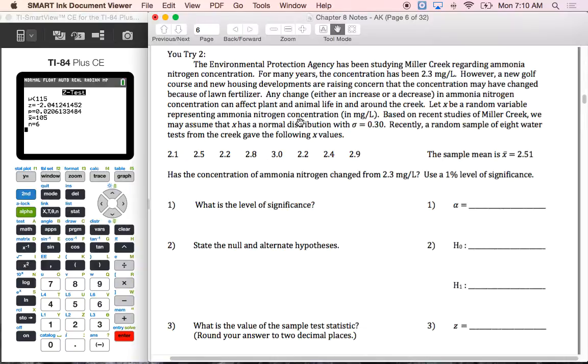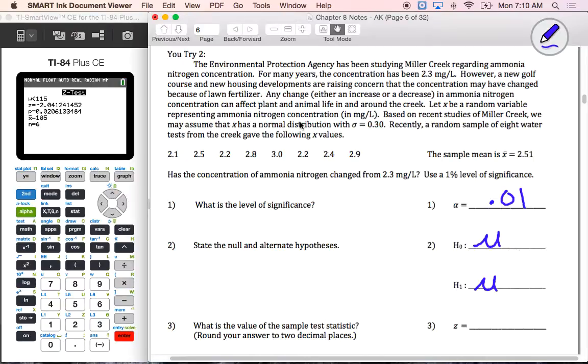Based on recent studies of Miller Creek, we may assume that X has a normal distribution with our sigma equal to 0.30. Recently, a random sample of 8 water tests from the creek gave the following X values. The sample mean is X bar equals 2.51. Has the concentration of ammonia and nitrogen changed from 2.3 milligrams per liter? Use a 1% level of significance. So 1% should be 0.01.